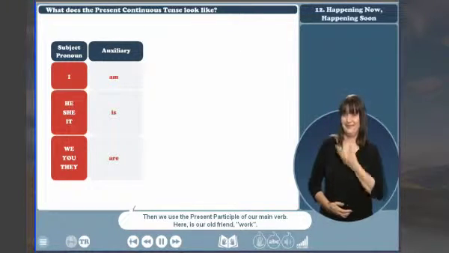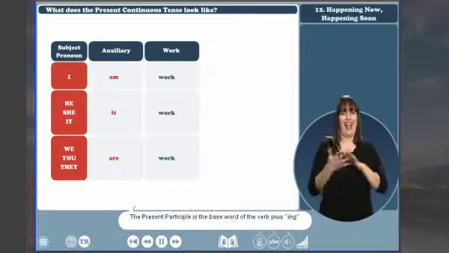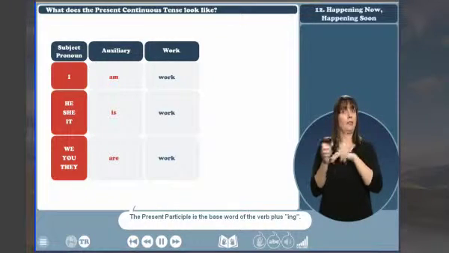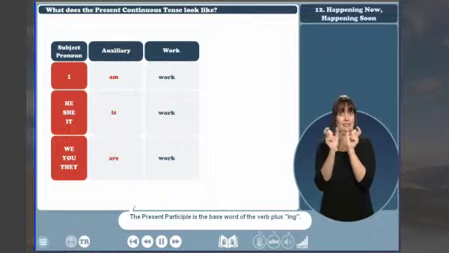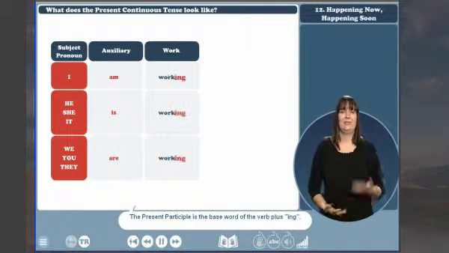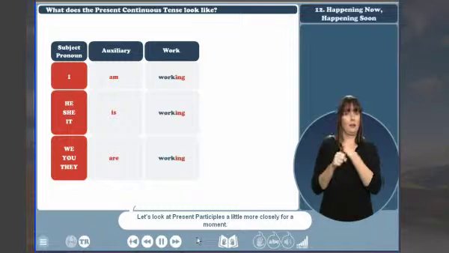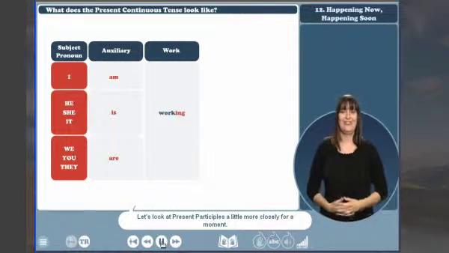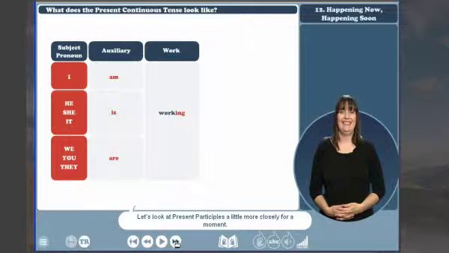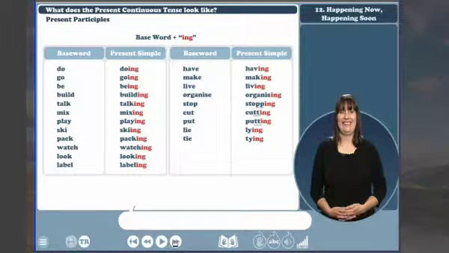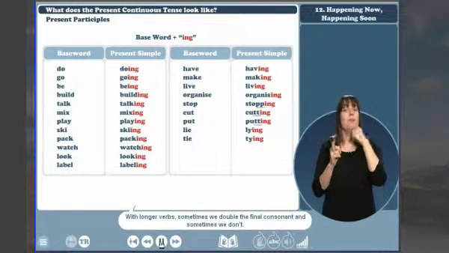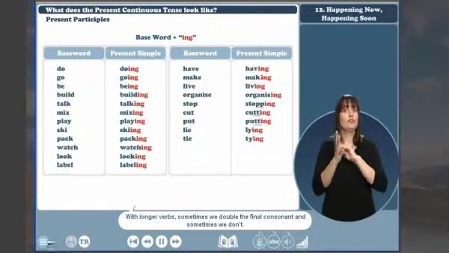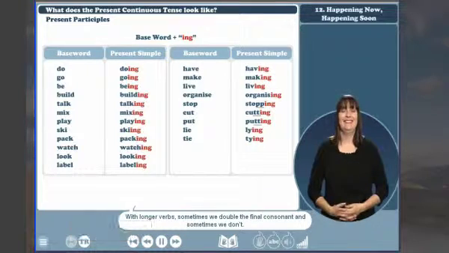Here is our old friend, work. We form the present participle by taking the base word and adding ing. Let's look at present participles a little more closely for a moment. With longer verbs, sometimes we double the final consonant, and sometimes we don't.